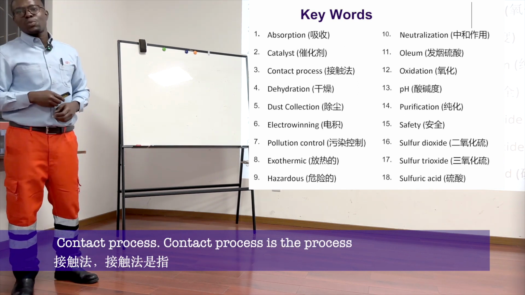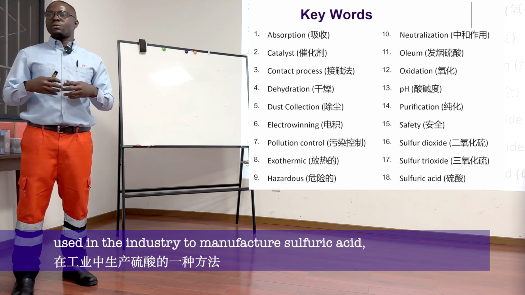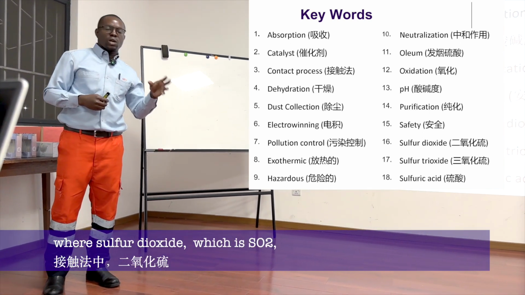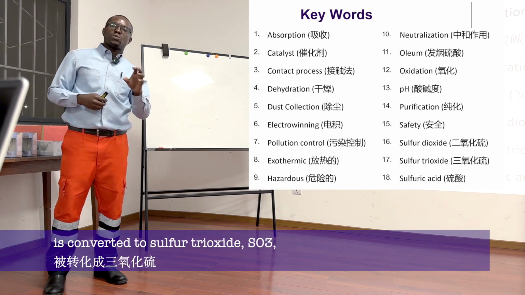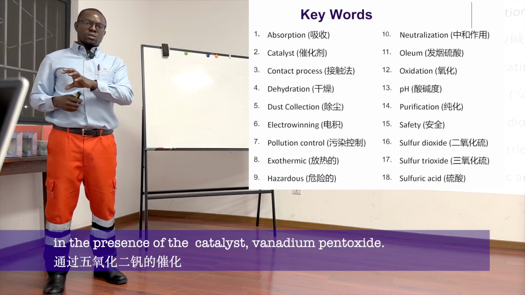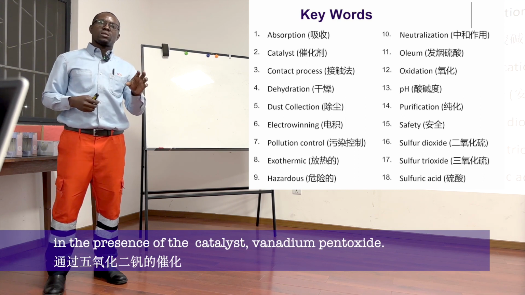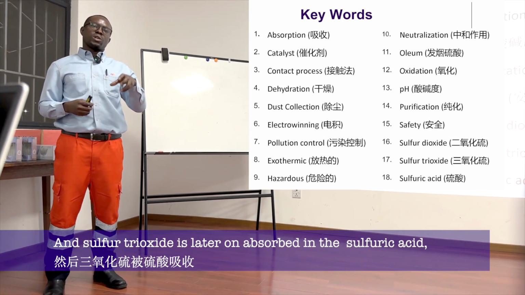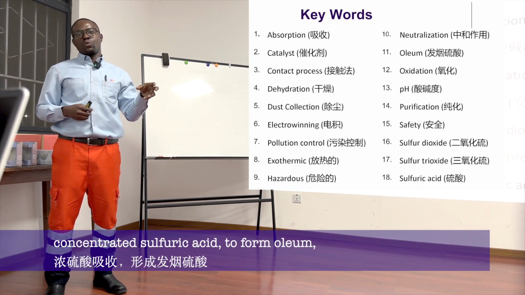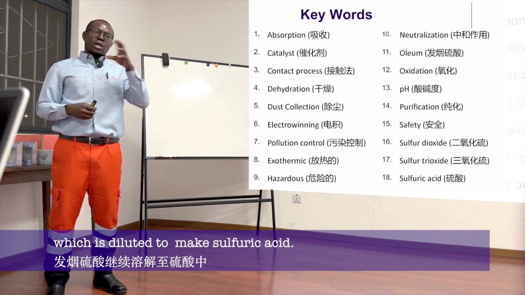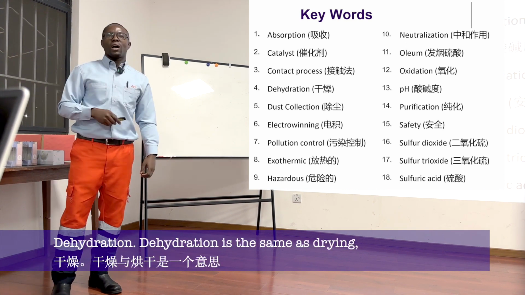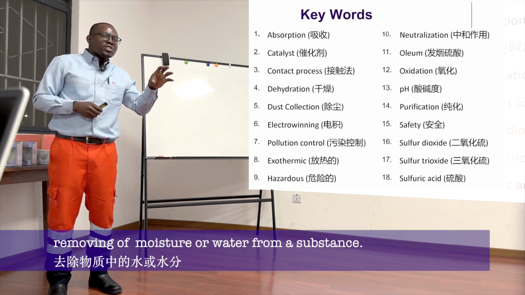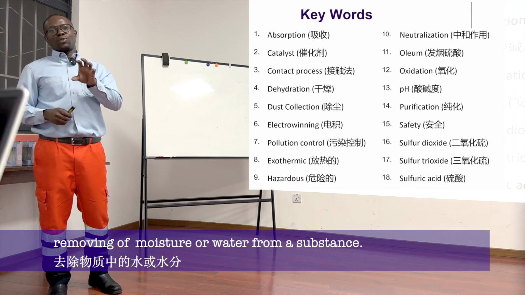Contact process is a process used in the industry to manufacture sulfuric acid, where sulfur dioxide, which is SO2, is converted to sulfur trioxide, SO3, in the presence of the catalyst, vanadium pentoxide, and the sulfur trioxide is later on absorbed in concentrated sulfuric acid to form oleum, which is diluted to make sulfuric acid. Dehydration is the same as drying, removing moisture or water from a substance.